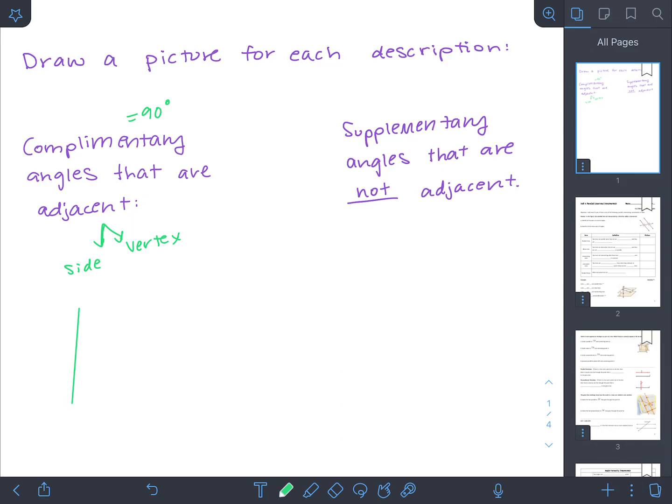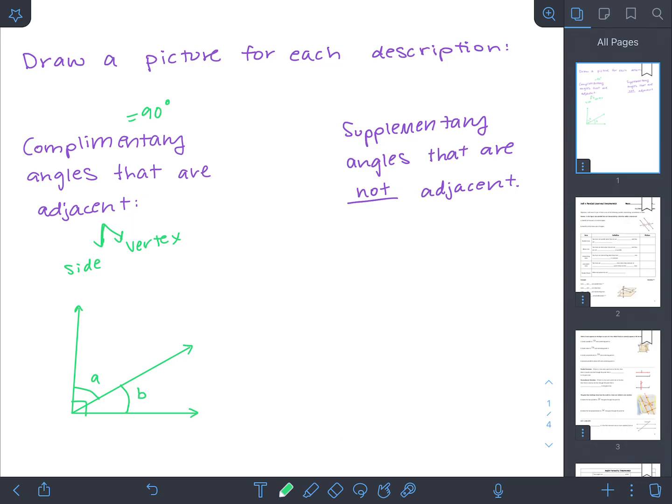So I'm going to create a 90-degree angle. And then the easiest way to do this is just to take that 90-degree angle and to divide it into two parts. So I can call this angle A, angle B. Since that overall angle is 90 degrees, but angle A and angle B also share a vertex and a side, that would match that situation. So that's a set of complementary angles that are adjacent.